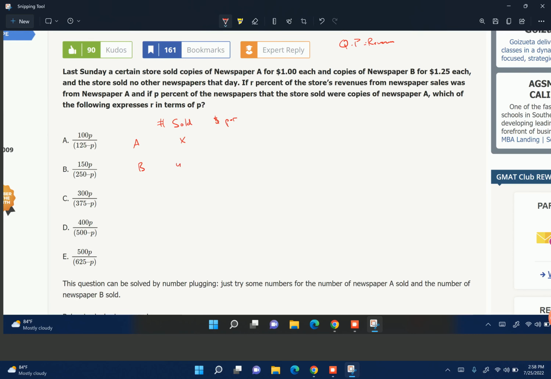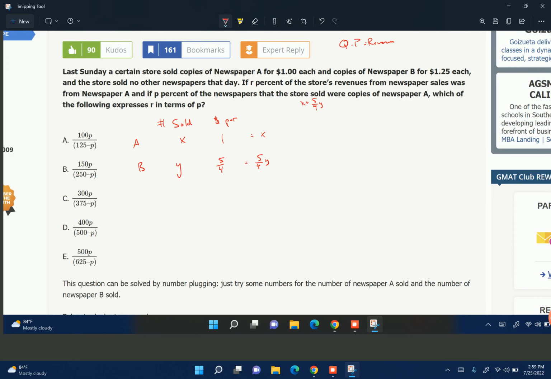We sold X of these and Y of these, and these were $1 each. And these were $1.25, so that's 5/4 of a dollar. Okay. So then we know the revenue from A just equals X, and the revenue from B is 5/4 Y. So we know total revenue is X plus 5/4 Y.